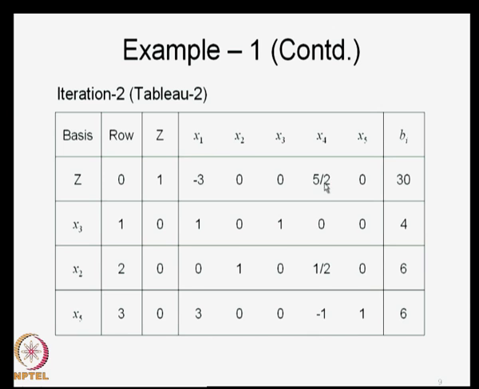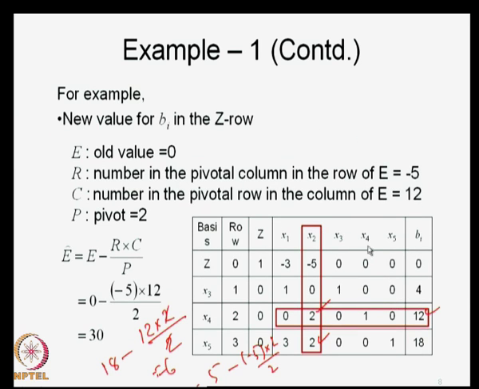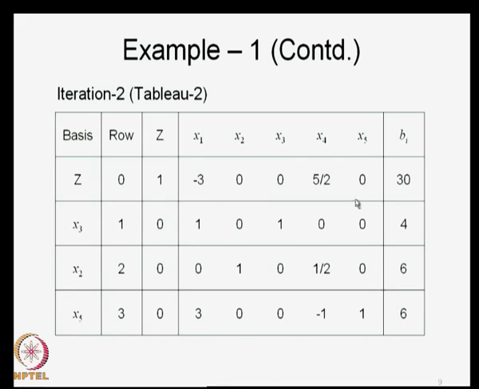Let us again show how do I get 5 by 2 here corresponding to x4. X4 was 0 here, 0 minus 5 into 1 divided by 2. So, that will be 5 by 2, that is what you get here. Like this, except the pivotal row you convert all the other elements. That is how you write the W2.